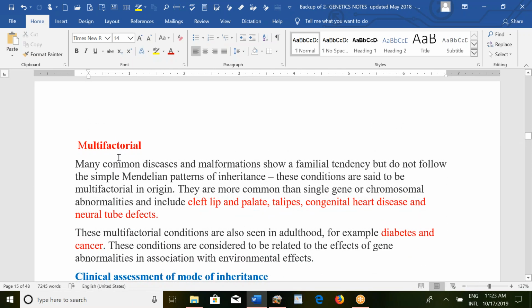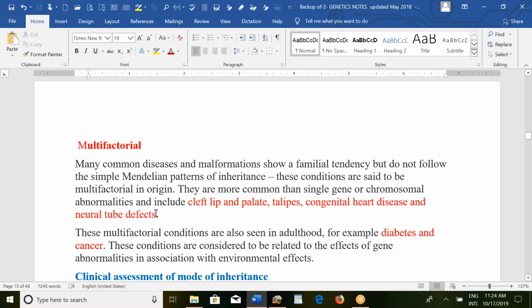Then some of the anomalies have a multifactorial inheritance. Many common diseases and malformations show a familial tendency, but they do not follow simple Mendelian patterns of inheritance. These conditions are said to be multifactorial in origin. They are more common than single gene or chromosomal abnormalities, and they include cleft lip and palate, talipes, congenital heart disease, and neural tube defects.